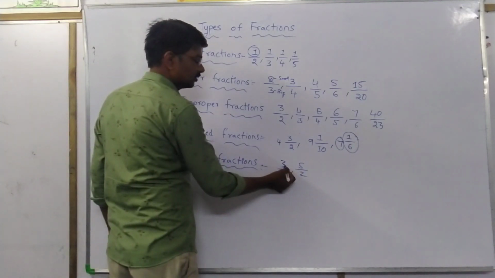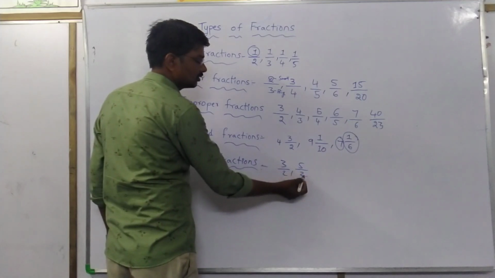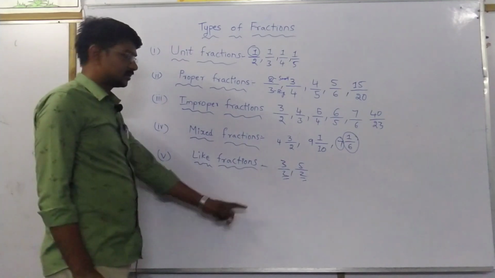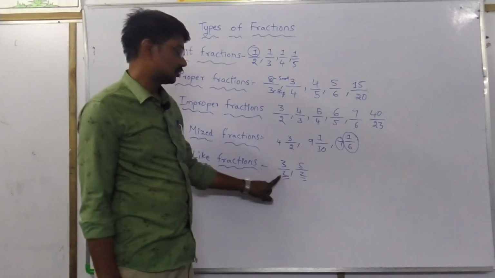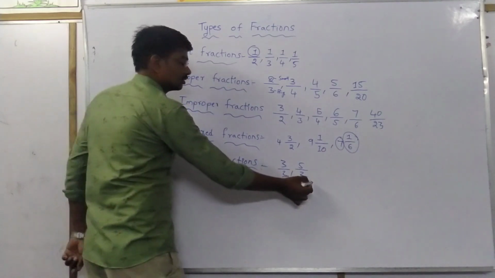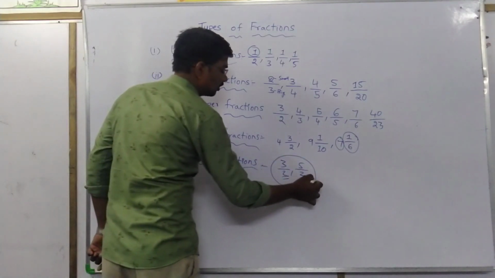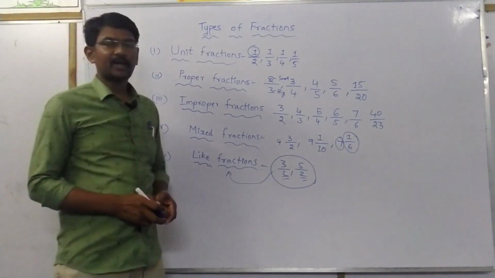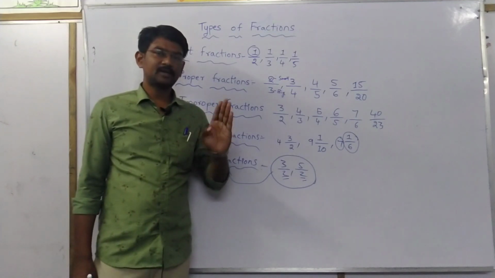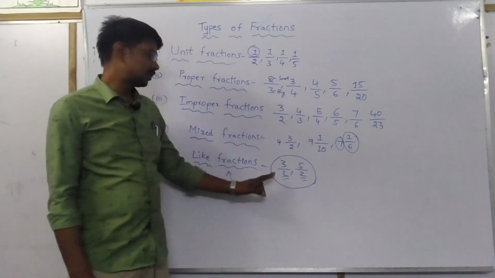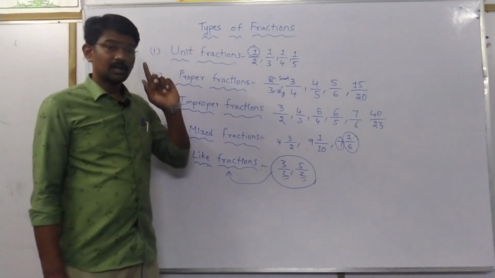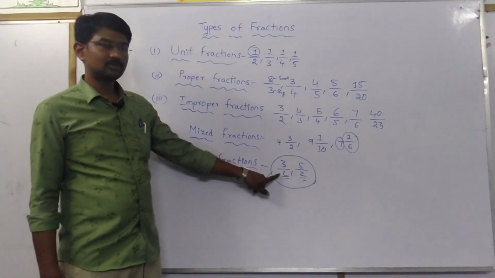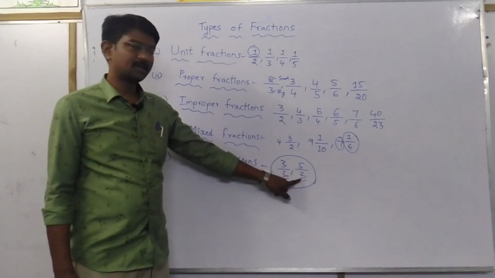Numerator 3, denominator 2, numerator 5, denominator 2. So, how is the denominator here? Same denominators. Yes, here also 2, here also 2. Now, these two fractions are called like fractions. If the fractions are with the same denominator, those fractions are called like fractions. Yes, in this fraction its denominator is 2, in this fraction its denominator is 2.